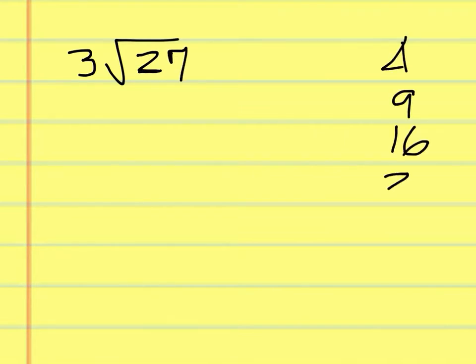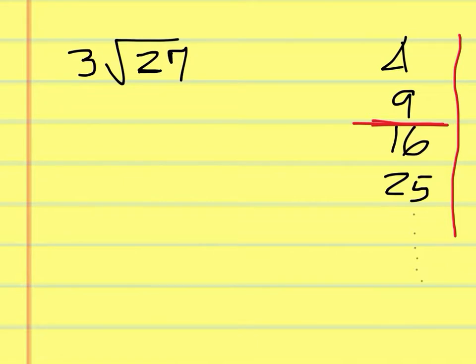Let's simplify 3 square root of 27. We have 4, 9, 16, 25 as perfect squares and on out. Half of 27 is 13 and a half. 13 and a half falls between what numbers over here? 9 and 16. Does 9 go into 27?